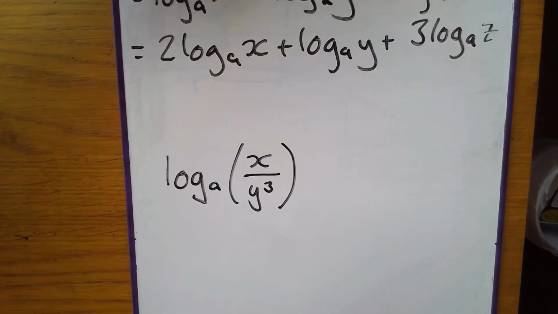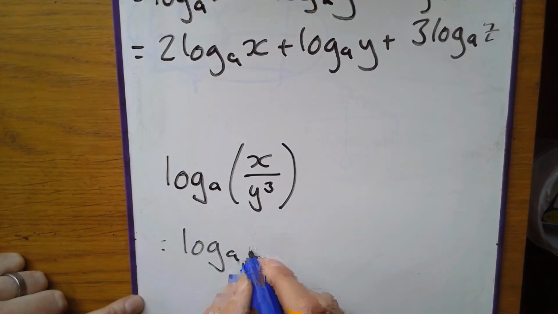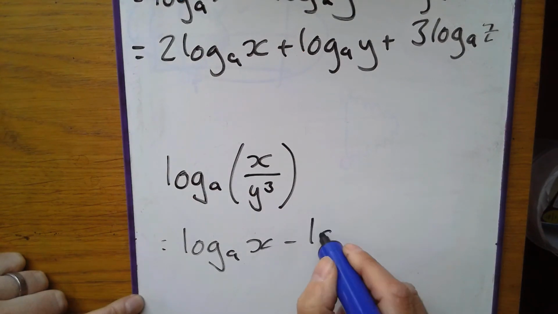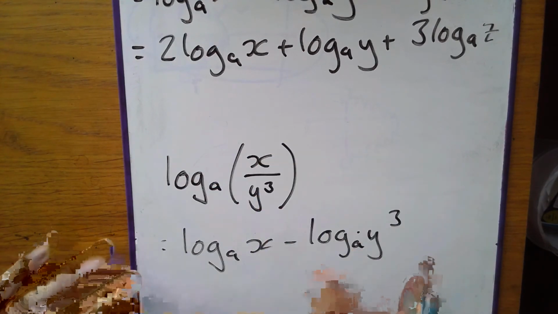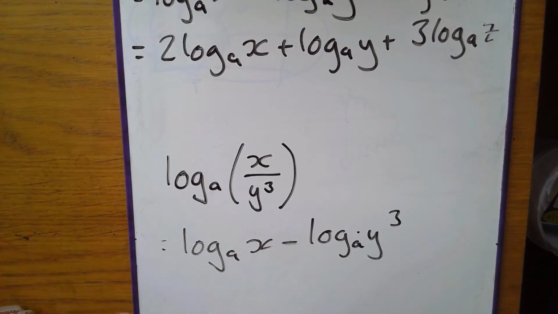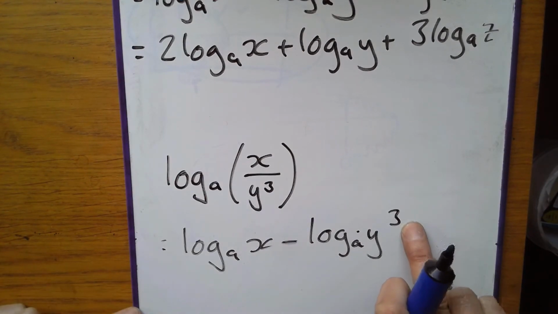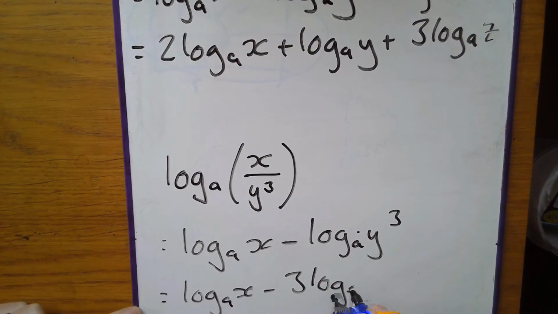Okay, let's do the next one. So a similar idea, but this time I've got log base a of something divided by something, so I'm going to write that as log base a of x minus log base a of y cubed, because I've got that divided by that, so it separates into 2 logs, and one subtracted from the other. Here I've got a 3 up here, so I'm going to use my third rule on that one, so that becomes log base a of x minus 3 log base a of y, and that is that written in terms of log of x and log of y.